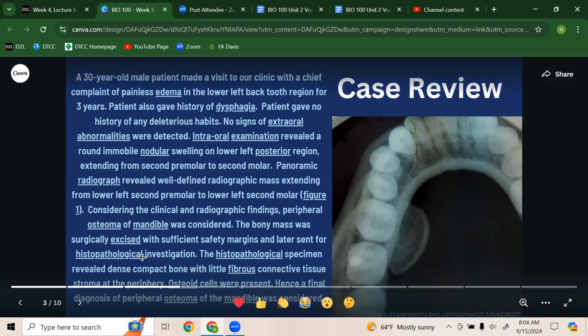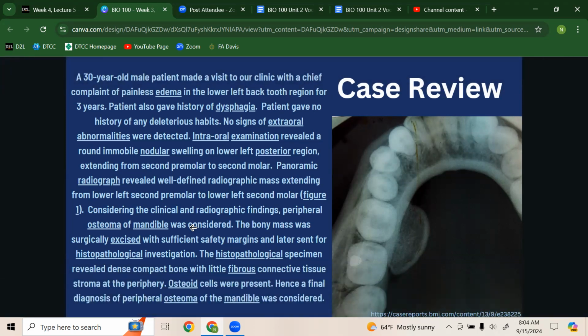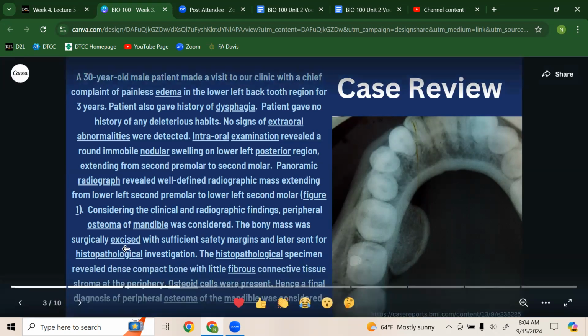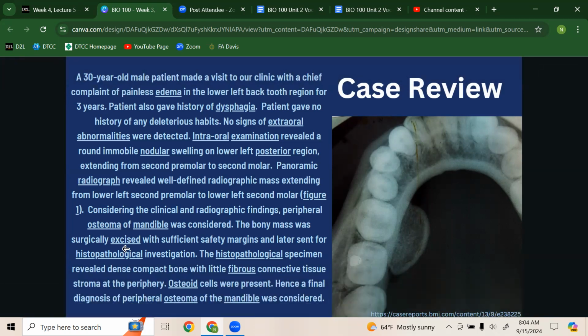Logical is going to be study or investigation in a sense, study or examine. Hist is tissue, path is disease. So it's the examination or study of a tissue to determine if it has any disease. So histopathological, they're trying to identify exactly what that tissue that they removed is.